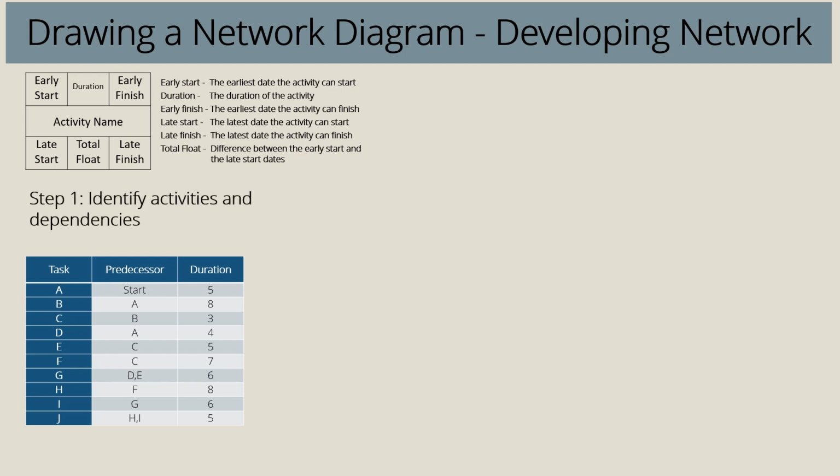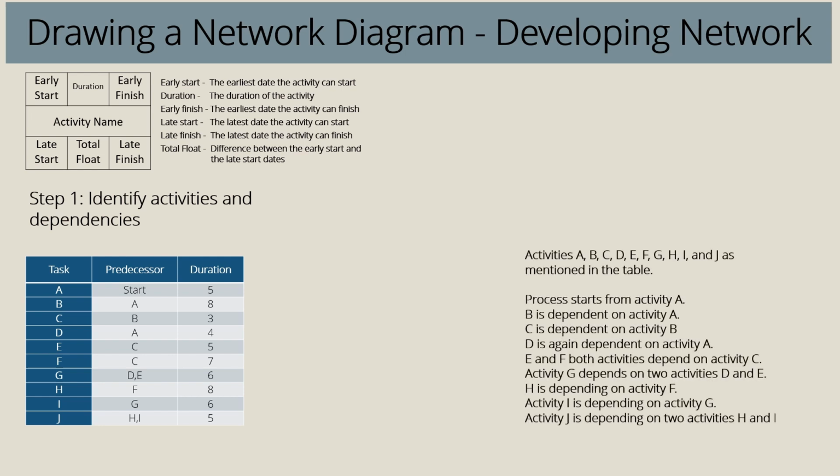So, step 1 will be to identify activities and dependencies. We have activities A, B, C, D, E, F, G, H, I, J that are given in the table mentioned. Process starts from activity A. Activity B is dependent on activity A. Activity C is dependent on activity B. Activity D is again dependent on activity A.